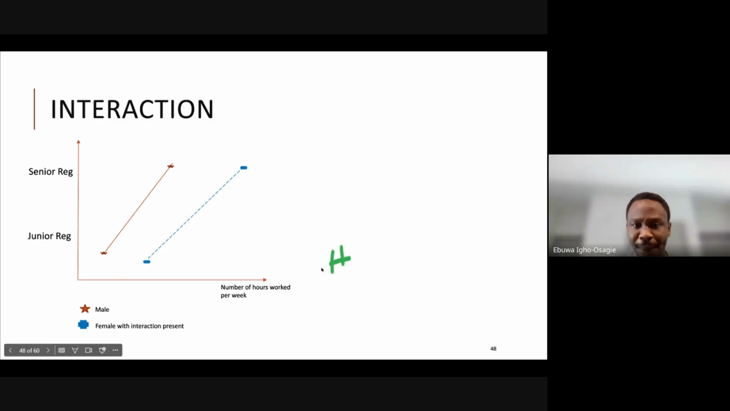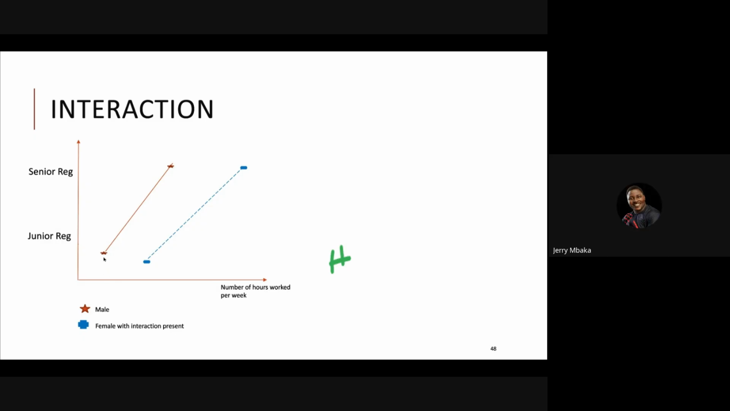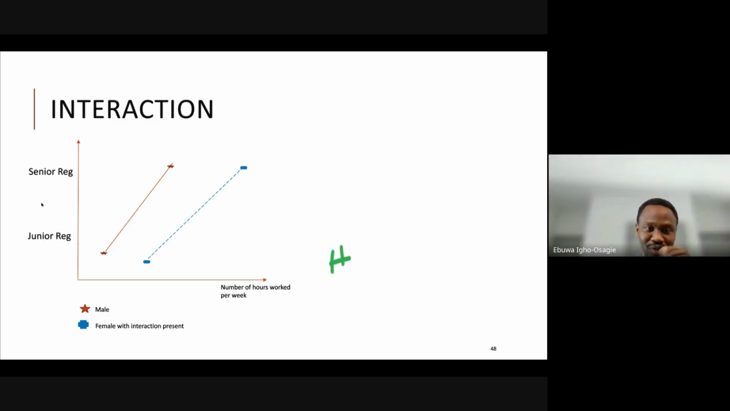So let's come back here. Okay, so you can see the relationship: if you're male and you're a junior reg, you would work maybe X number of hours per week. But if you're a senior reg, and forgive me, don't look at this as a climb in numbers, but just a different situation. So this is your X, number of hours you work. I look at it as nominal. Okay, look at it as nominal. There you go, not as though it's a climb.